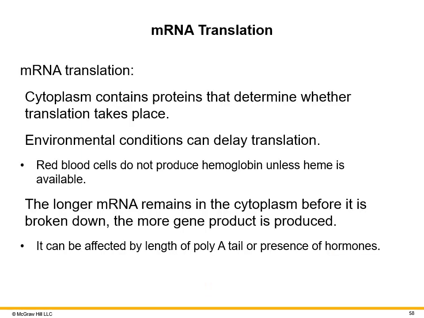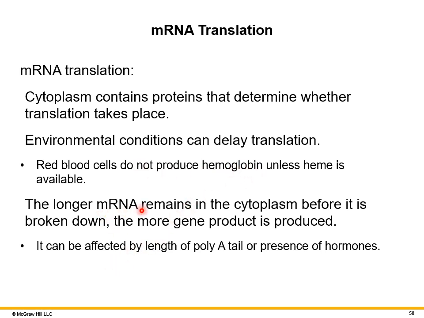Next, we have the control of gene expression at the translation level. In the cytoplasm, it contains proteins that determine whether translation takes place or not. Environmental conditions can delay translation. For example, in red blood cells, if we don't have a heme group, hemoglobin is not able to be produced.